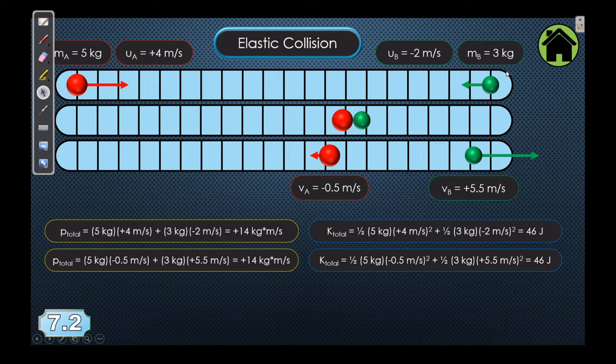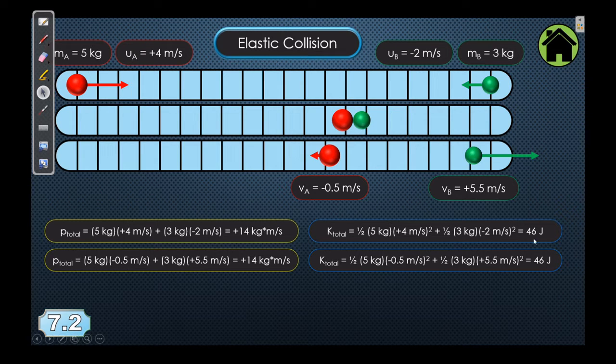We have a green sphere over here whose mass is 3 kilograms and is moving with an initial velocity of negative 2 meters per second. They collide and then they move apart. The red sphere is now moving at negative 0.5 meters per second and the green sphere is moving in the opposite direction at 5.5 meters per second. If you calculate the momentum of both spheres before the collision and then add them together, and then do the same trick after the collision, you get the exact same number. This is what we would expect. This is illustrating the law of conservation of momentum.